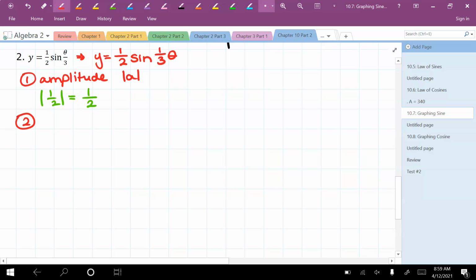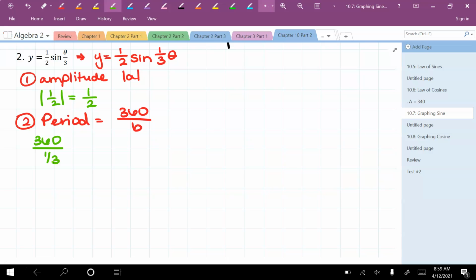Step 2 is to figure out what the period is going to be. How long is it going to take for our cycle to stretch out on our graph? For the period, remember you take 360 divided by the B term. The B is that 1/3. So really you're taking 360 times 3, because you're dividing by a fraction. 360 divided by 1/3, or 360 times 3, is going to be 1,080. So this graph is going to be stretched out a little bit more. It's going to take longer for the whole cycle to complete itself.